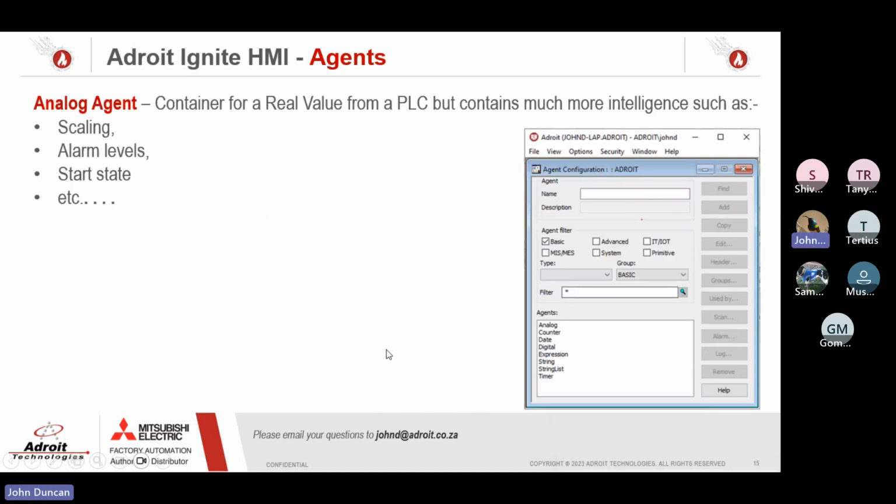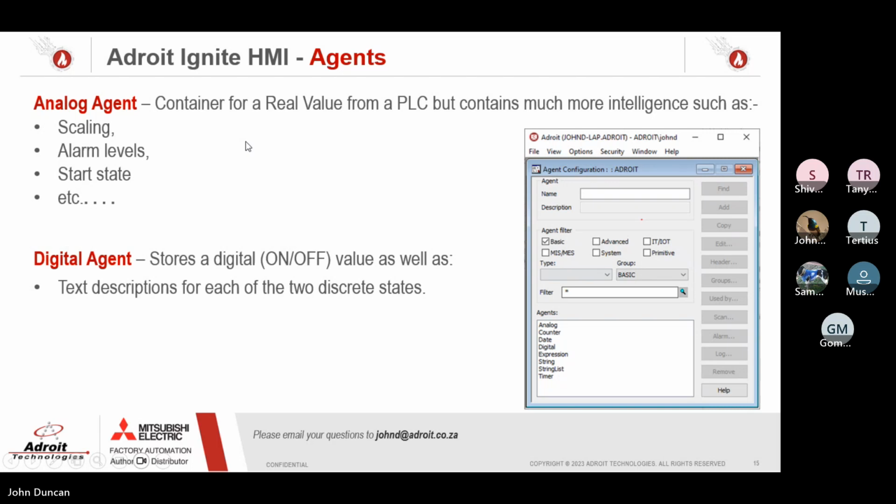So looking at an analog agent, from the intelligence perspective, it not only contains the real value from the PLC, but it contains all the other scalings and alarm levels and start states. These are called slots, and we'll get into that in the designer. And then from a digital, there's not only the on-off value or the 1 and the 0, but they also include the text descriptions for the 2 discrete states that they come in. So that's the intelligence that we have behind our scan points, which we then turn into agents.